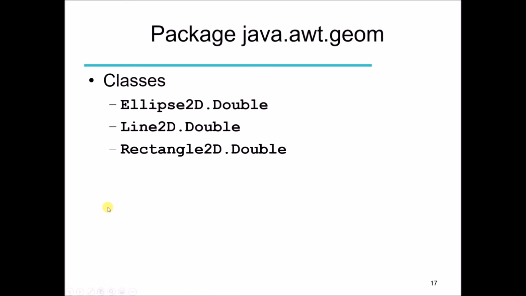Now we are going to discuss another package in Java, which is java.awt.geom, geometry. This package is a little bit advanced. In this package we have the classes which are going to be used for creating the concrete object of various classes such as the ellipse, line and the rectangle 2D. Previously we have seen how we can use the method to draw the ellipse, line and the rectangle. For example, to draw the rectangle we have a method draw rect. To draw the ellipse we have a method draw oval.